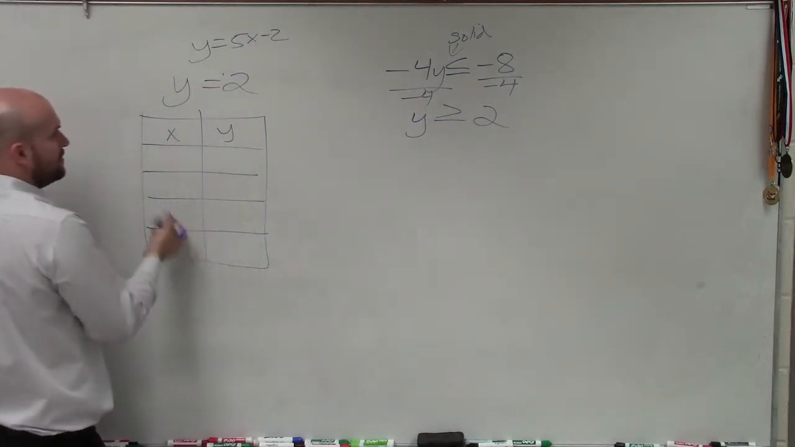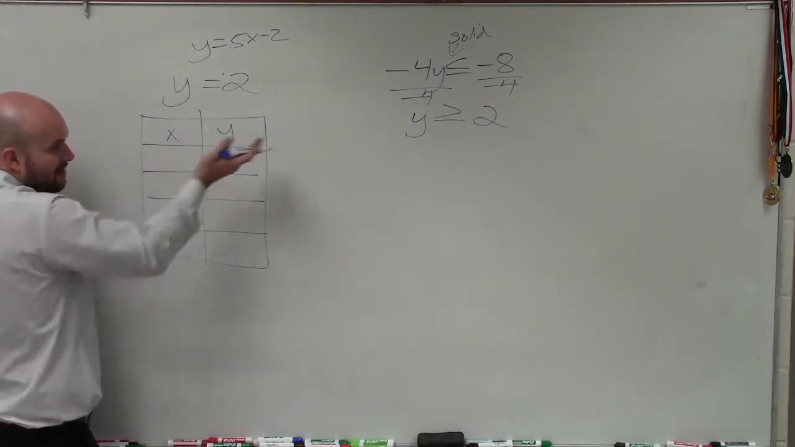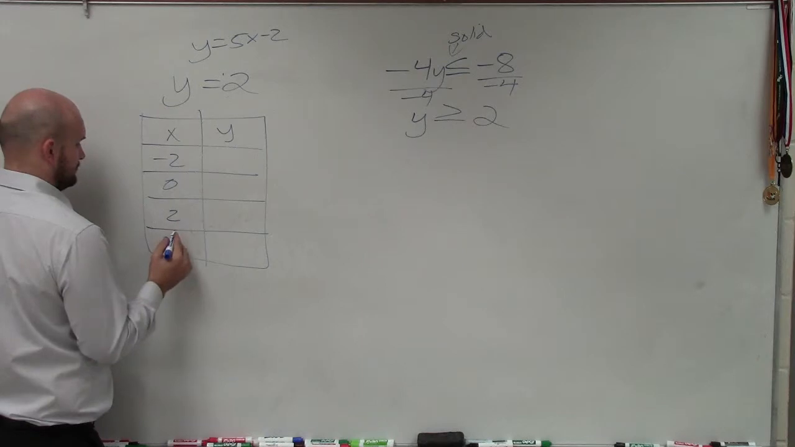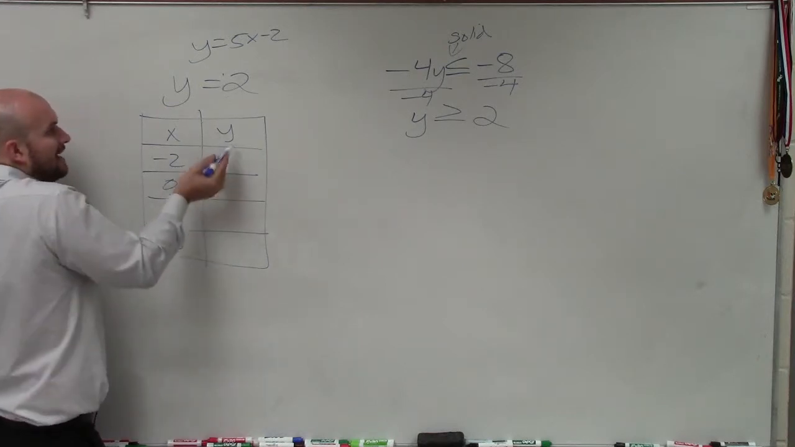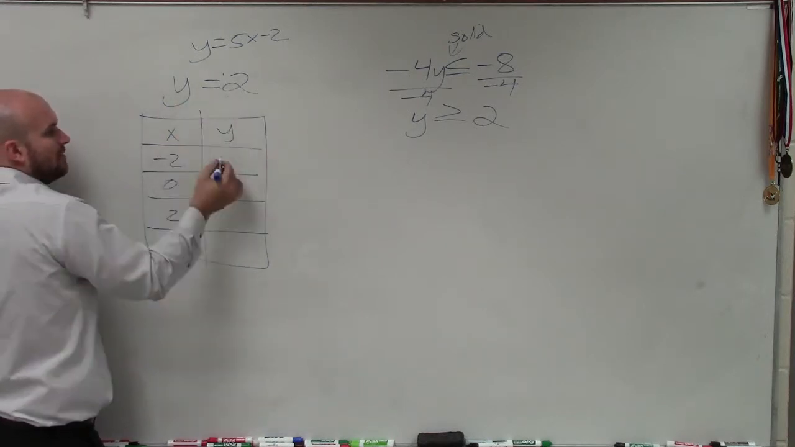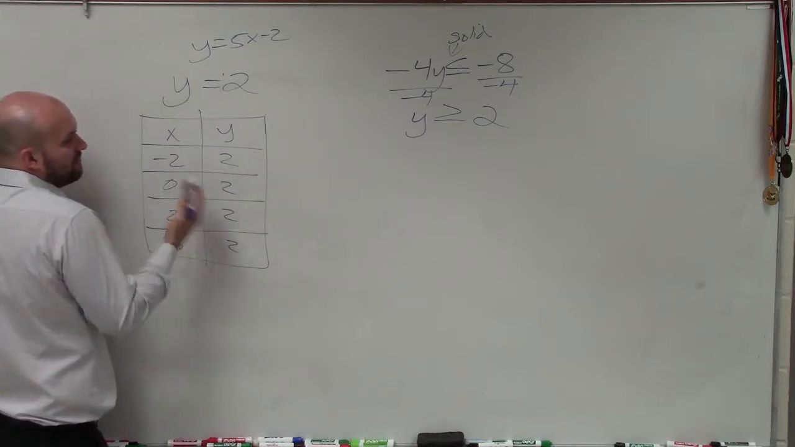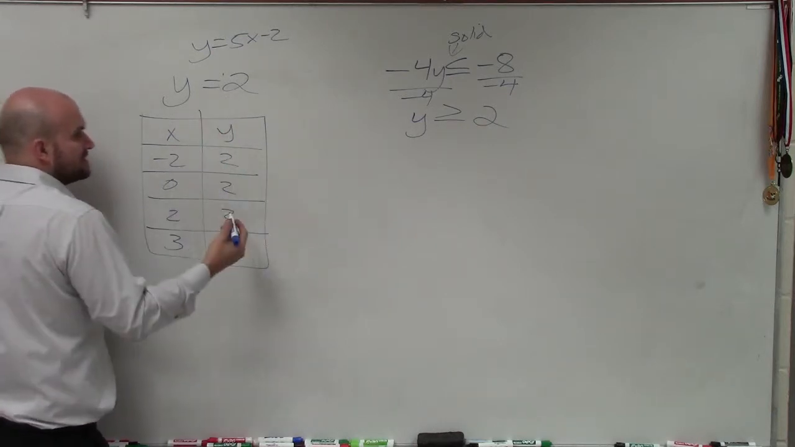Well, in this case, we don't have an x, right? There's no x in there. But we can still choose arbitrary values. And then y, well, the only thing we know is y always equals 2. So basically the value of y is always going to be 2.